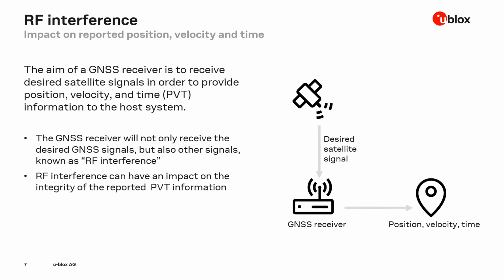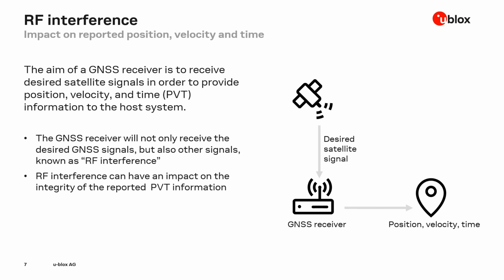So looking at a very simple picture on the right-hand side, what is the GNSS receiver doing here? Basically, the aim of the receiver is to catch the satellite signal, what I highlighted here, the desired satellite signal, to basically provide position, velocity, or time information to the application or to the host system.